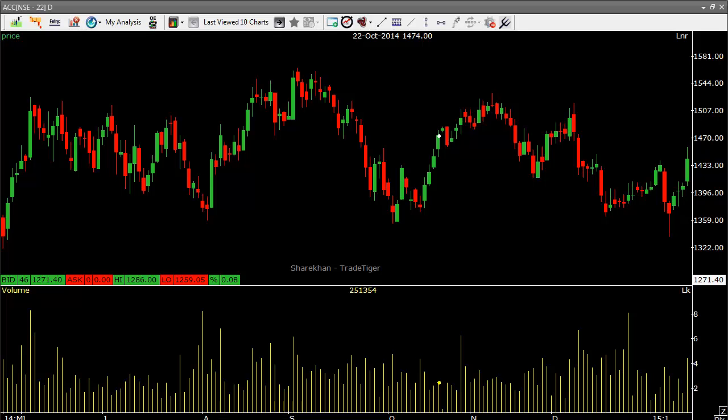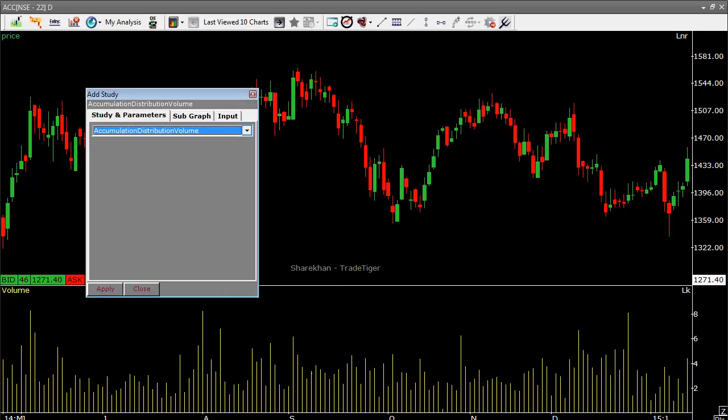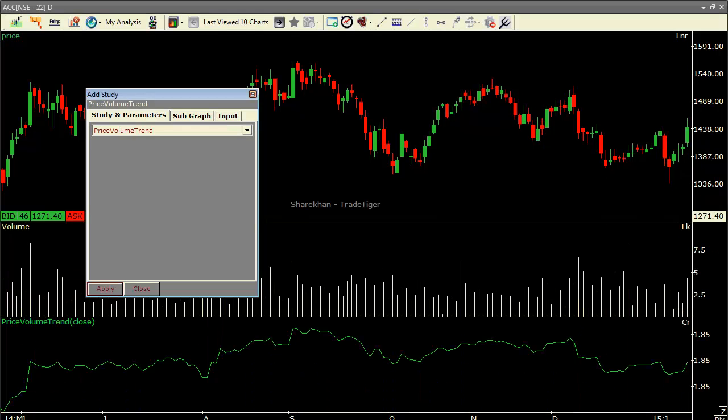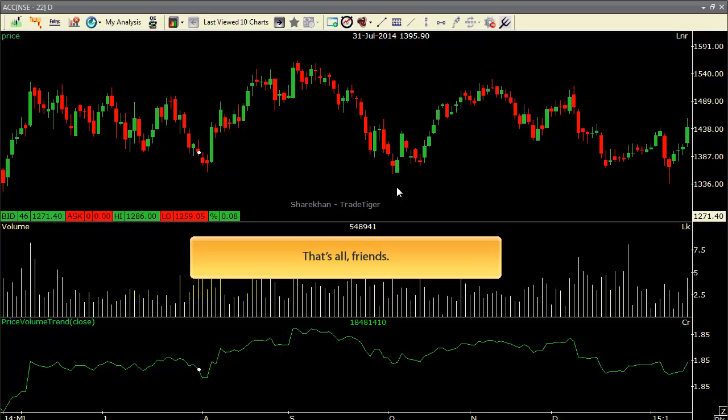Applying PVT onto the chart is as simple as how we added the rest. Open the study box by clicking on S, select price volume trend and click on apply. Once applied, you get PVT. That's all friends for this demo. I hope it was pretty clear and pretty easy to understand.